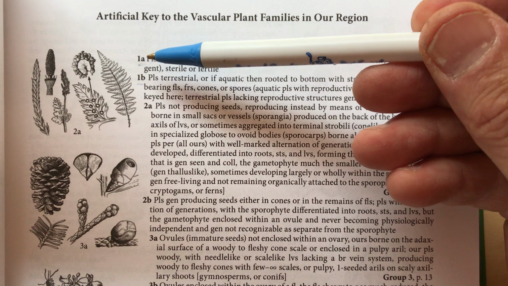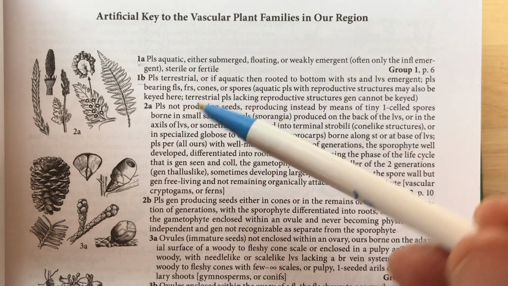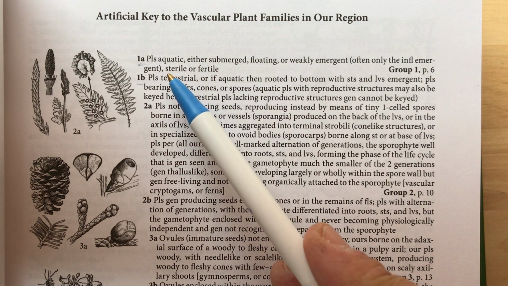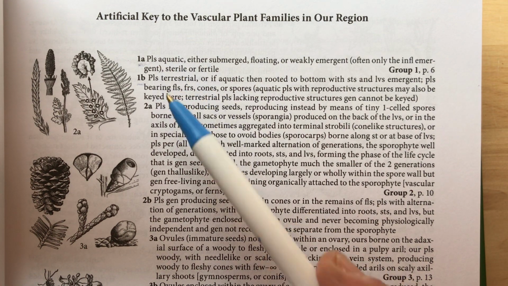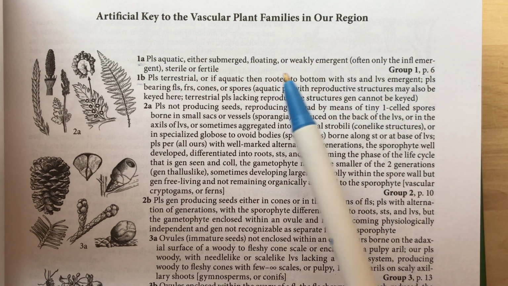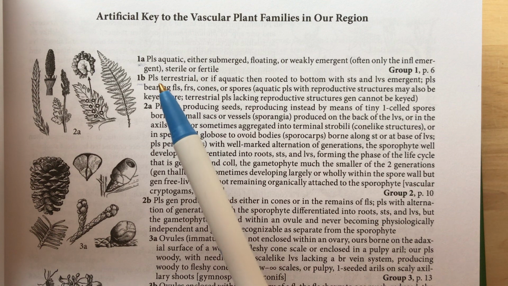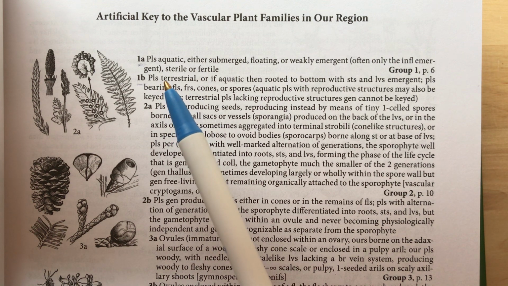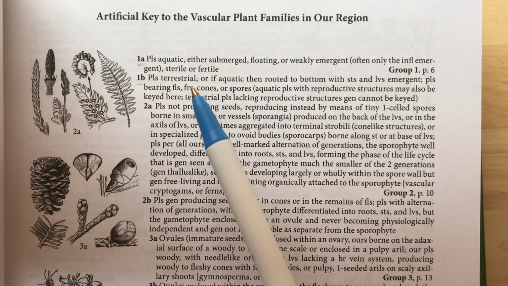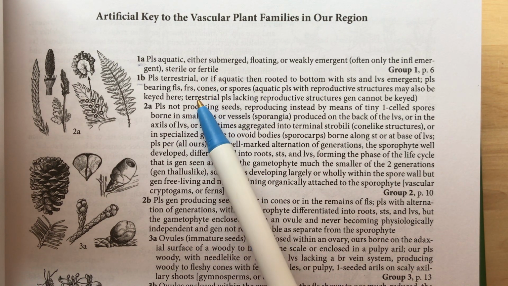So once again, to read this key, there are couplets, 1A and 1B, that go together. You choose the adventure that's best for you, whichever description matches what you're looking for best. It's important to read the entire couplet. Sometimes Hitchcock likes to have couplets that say none of the above in the second couplet, or they'll have things that are very specific in one of the couplets and not the other. So it's important that you read the entire couplet.